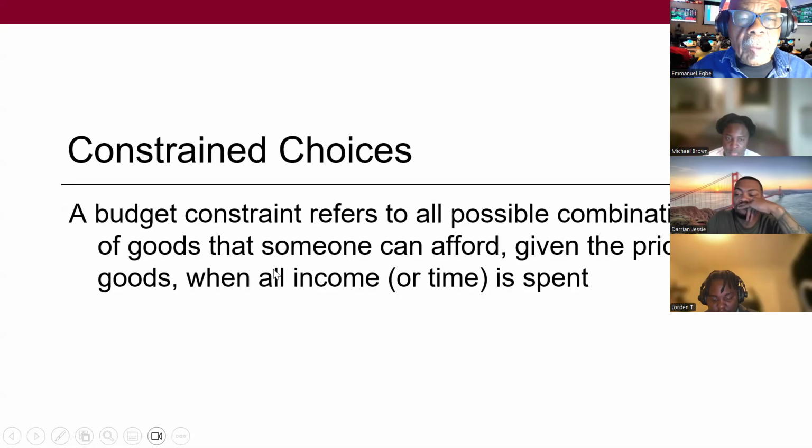Because if we earn income, the income is the first constraint. Income is the first constraint in the sense that if you spend all your income, you cannot go any further.